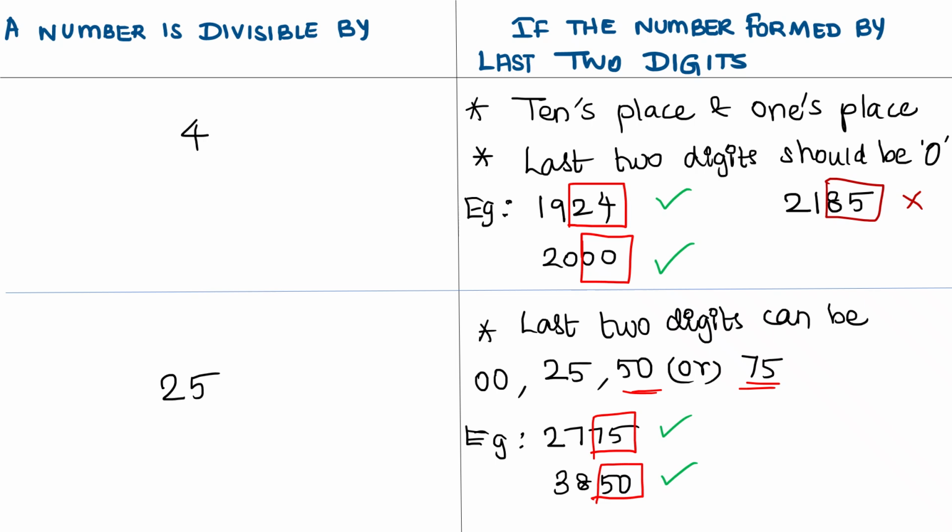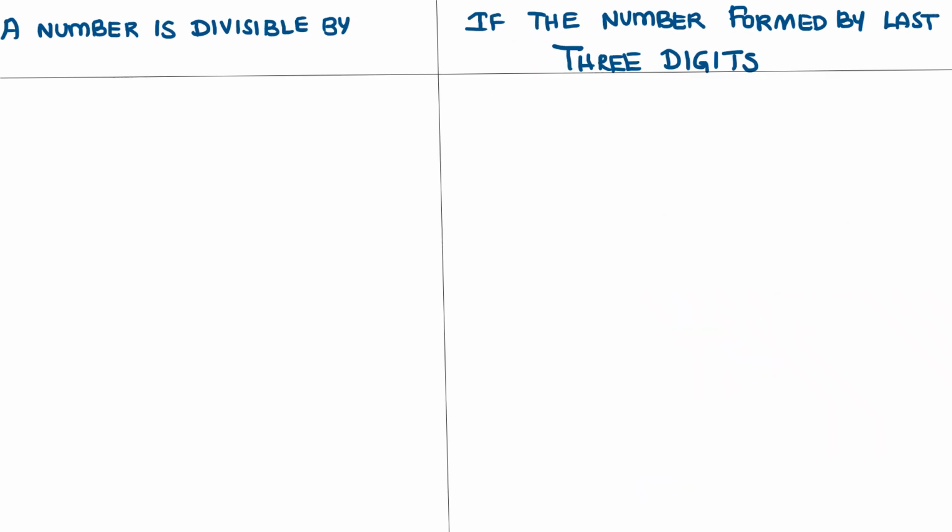Now if I take an example, 315, it ends with 15. Therefore it is not divisible by 25. So now you are very clear about the divisibility rule of 25. Next we will move on to the divisibility rule of 8.